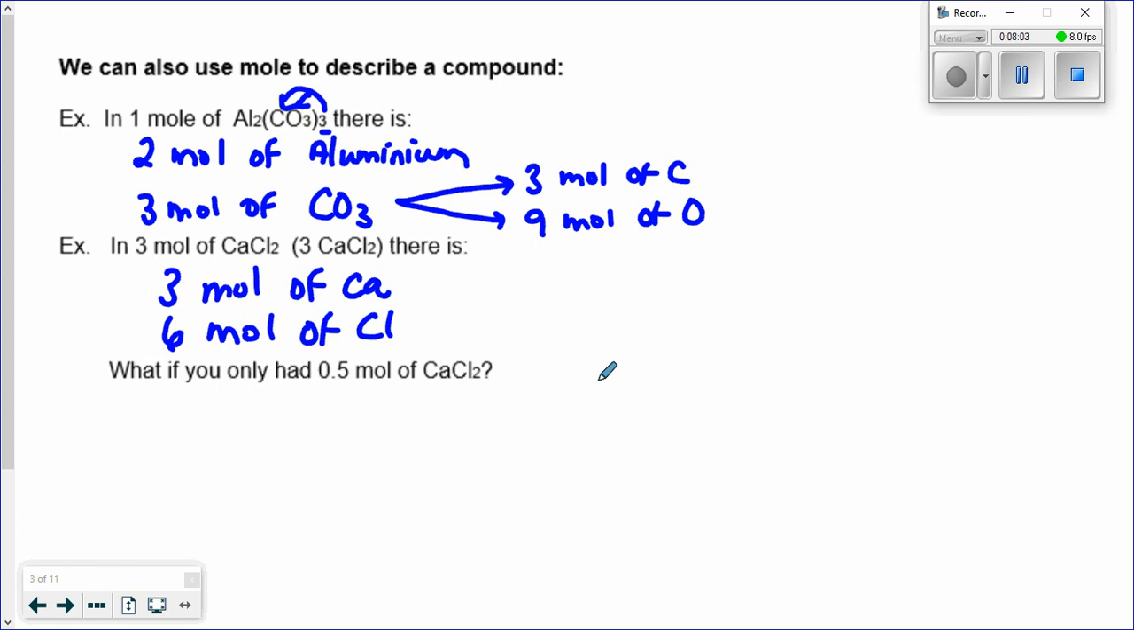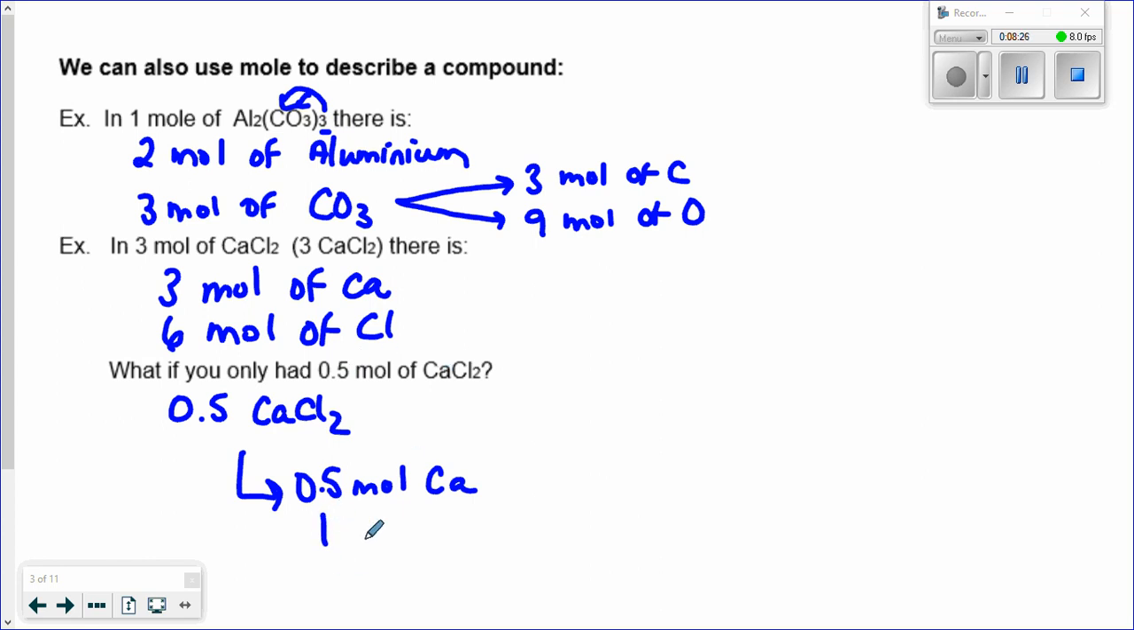Then there's a last question. It says, what if you only had 0.5 moles of calcium chloride? So, we don't balance like this, so 0.5 CaCl2. What you would actually have is 0.5 moles of calcium, and if we take 0.5 and multiply it by 2, 1 mole of chlorine.